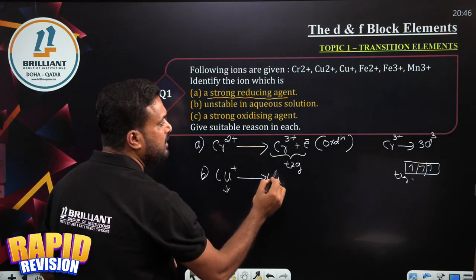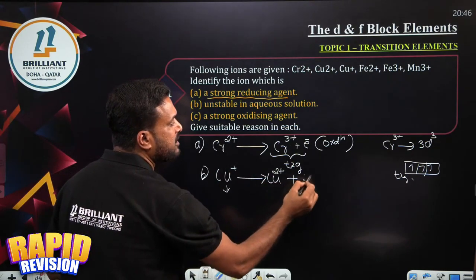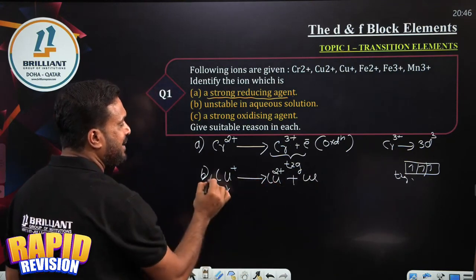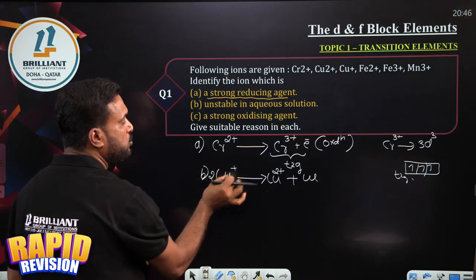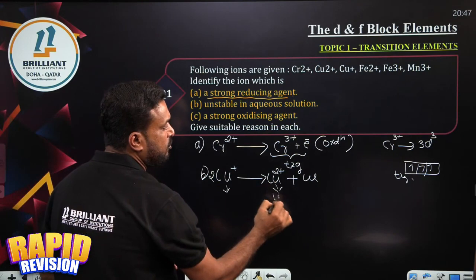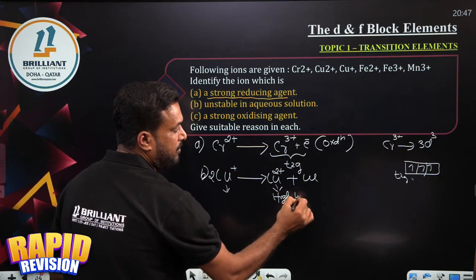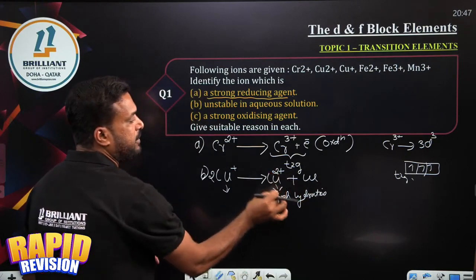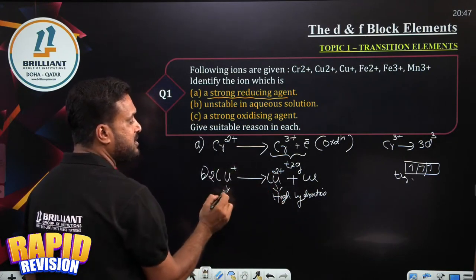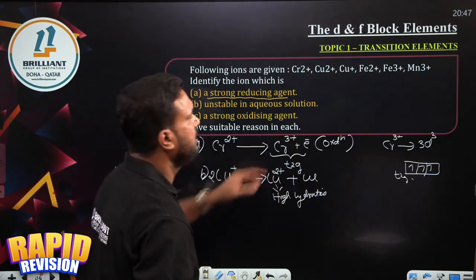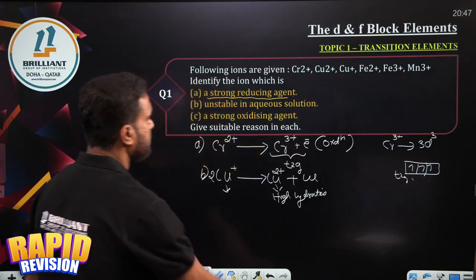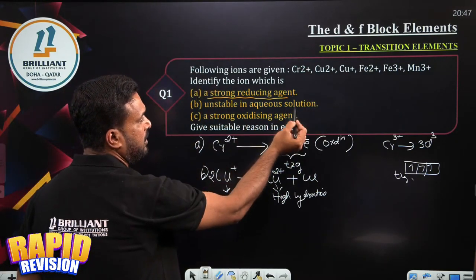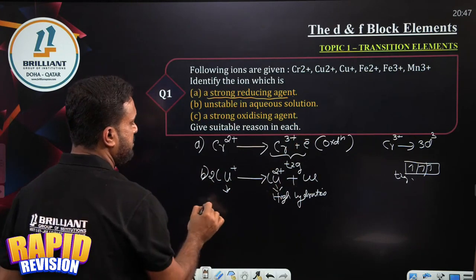That is why it undergoes disproportionation to form Cu2+ plus Cu. If you want to write the balanced equation, we have it: 2Cu+ gives Cu2+ plus Cu. Cu2+ has high hydration enthalpy. That is why Cu2+ is stable in aqueous solution. Cu+ is unstable because of low hydration enthalpy. They are asking in aqueous solution, so in aqueous solution, Cu2+ is stable.